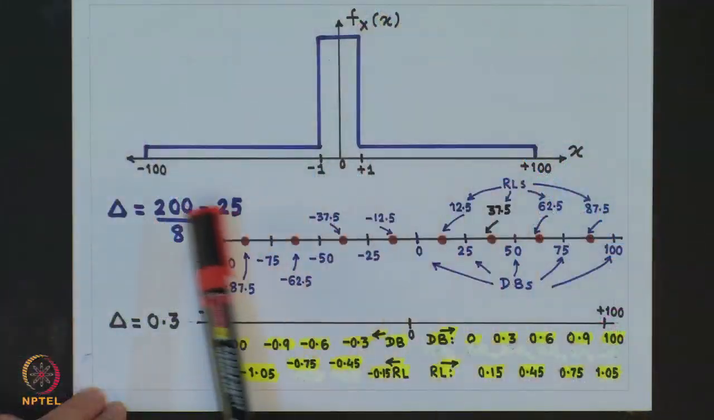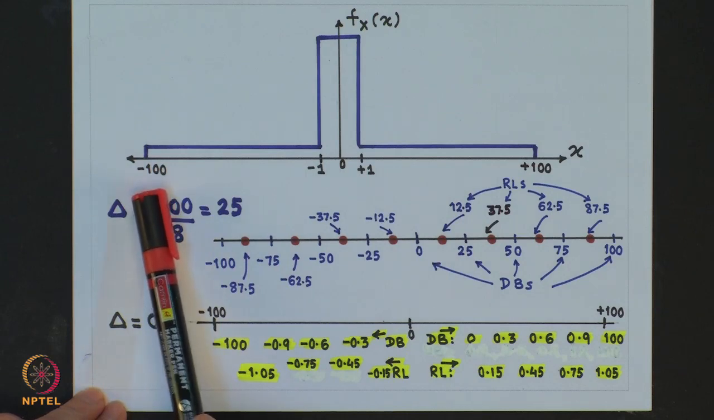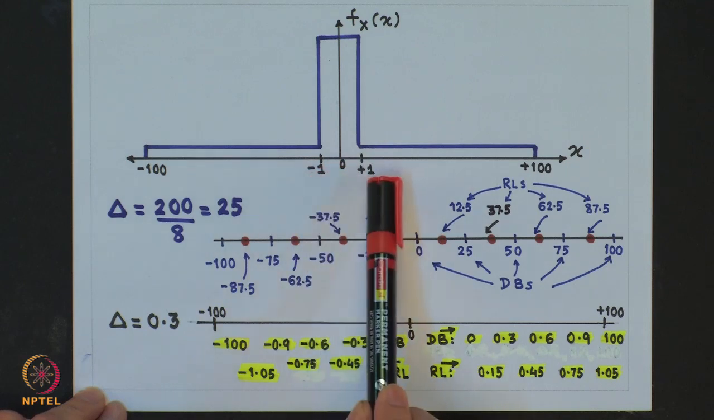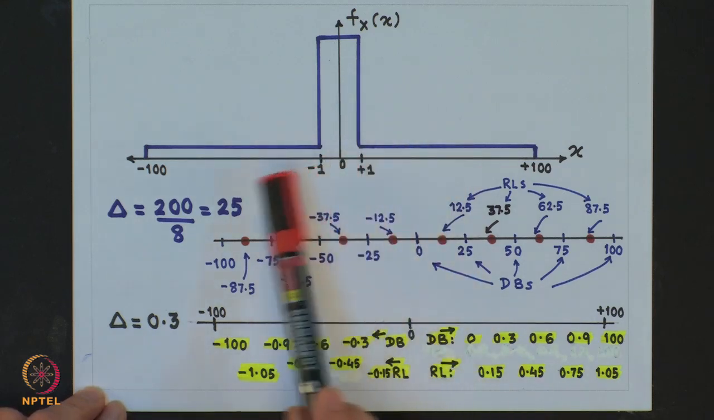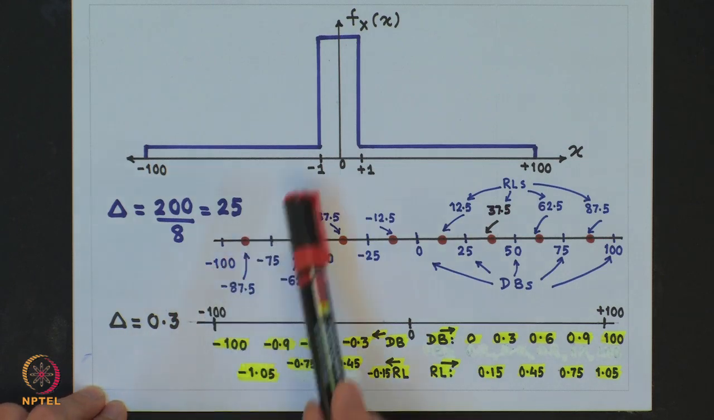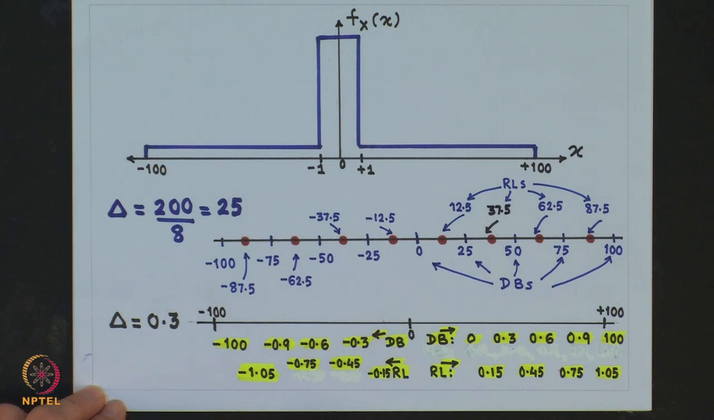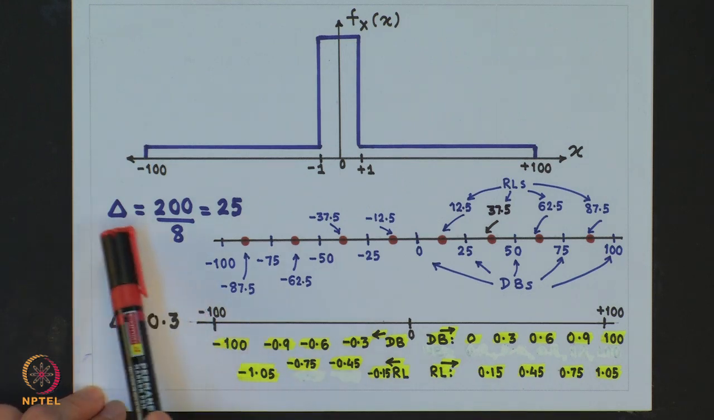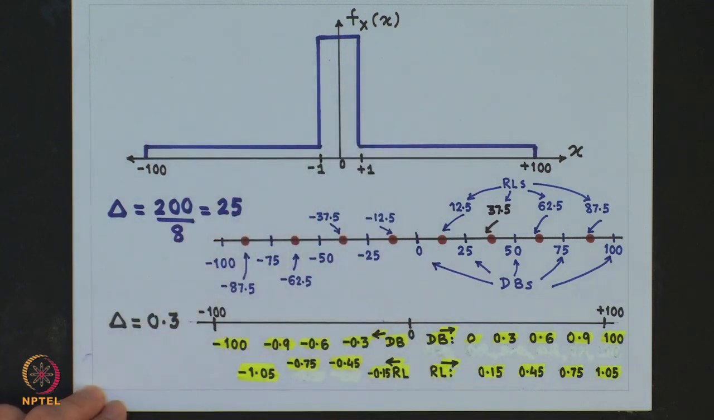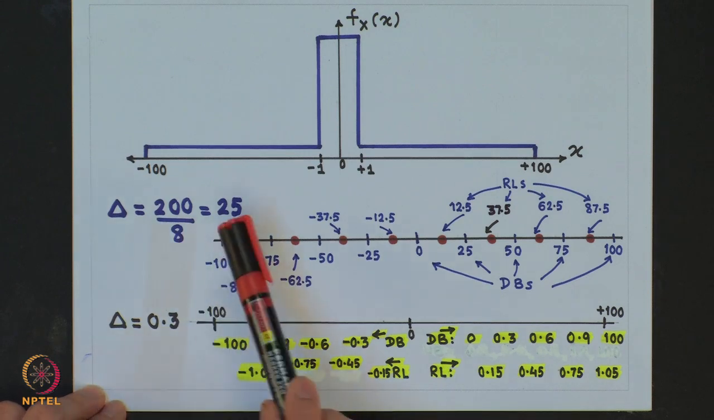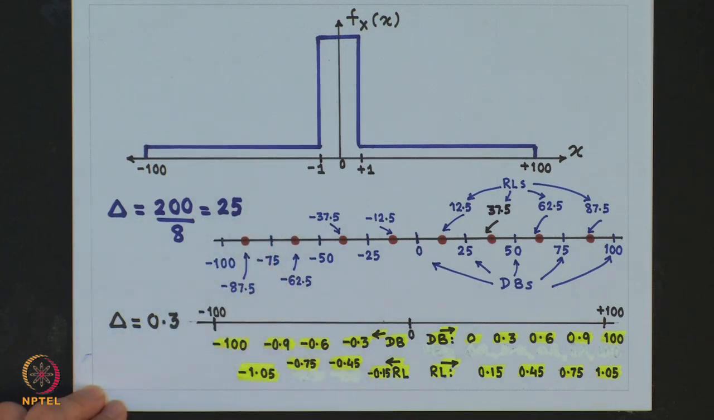Let's revisit the example which we had considered earlier. I have a PDF here. The input ranges from minus 100 to plus 100, and between minus 1 to plus 1, the probability of the input occurrence is 95%, and in the rest of the interval it is 5%. Now, if we deploy the strategy of designing a uniform quantizer which we use for the uniform PDF, then my quantization interval would be the range, which is 200, divided by 8. I am presuming that we are designing a 3-bit quantizer, that is 8 levels. I will get the step size to be 25.